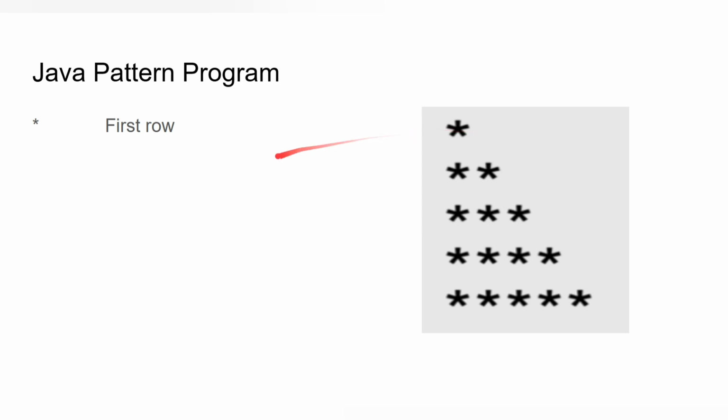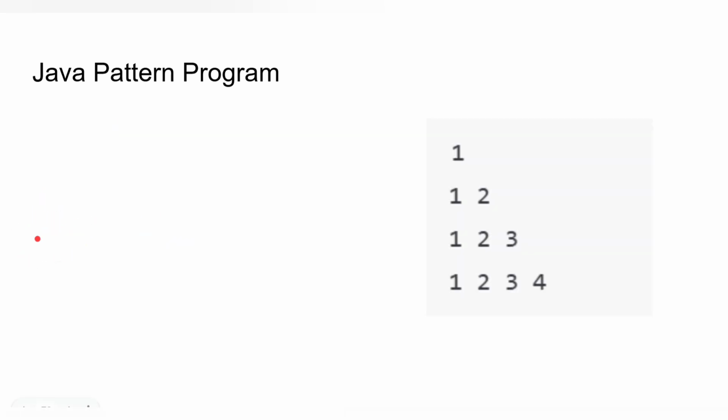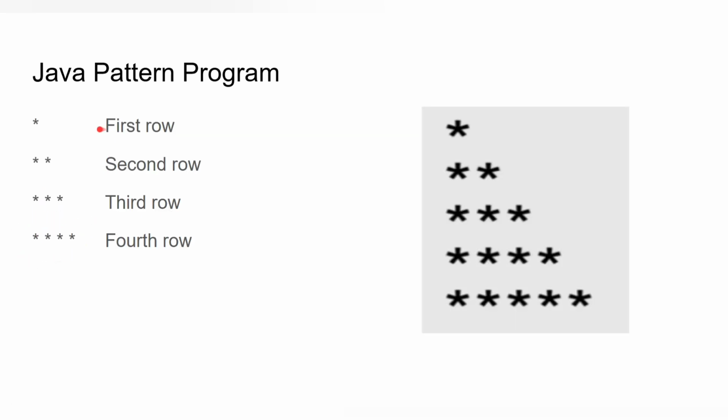So here we could think, in the first row we have only a single star, right? In the second row, we have two stars. In the third row, we have three stars. In the fourth row, we have four stars. So here the logic is, there are, let's say, four rows, and for four rows in each row the number of stars will be equal to the row number, right? In the first row there is only one star, in the second row two stars, in the third row three stars, in the fourth row four stars.